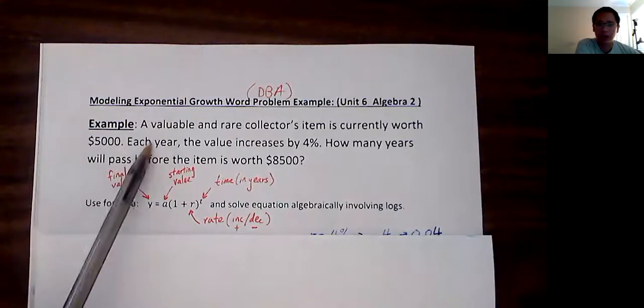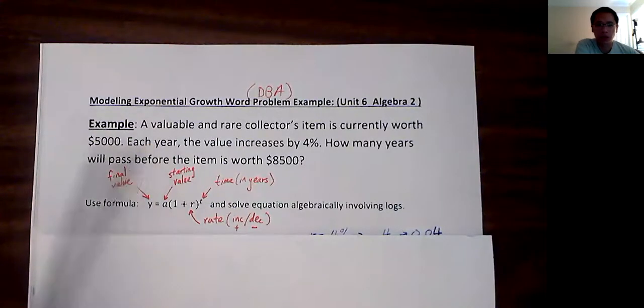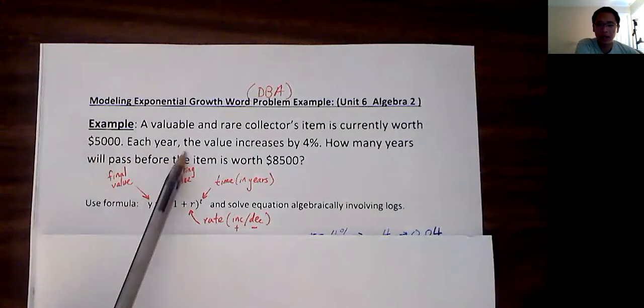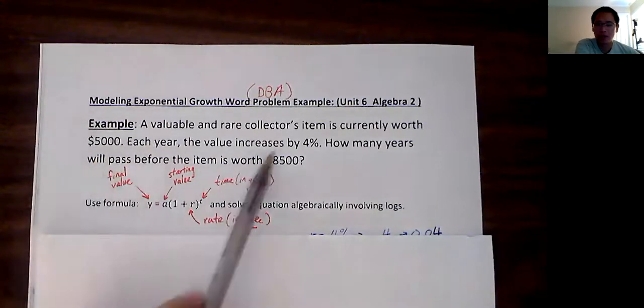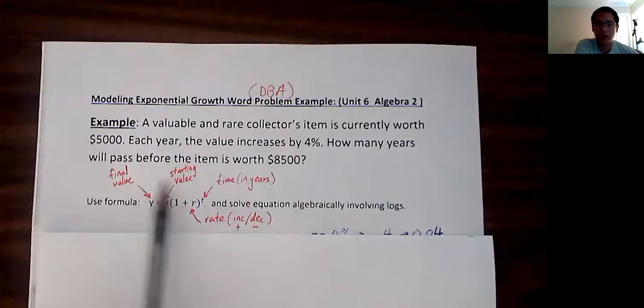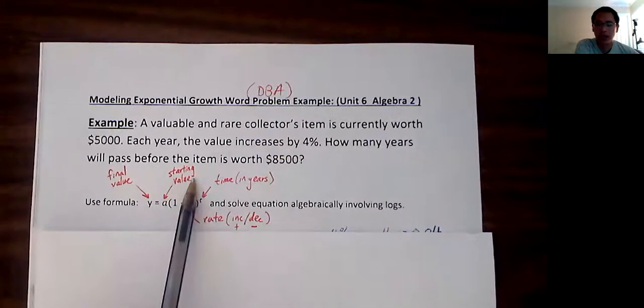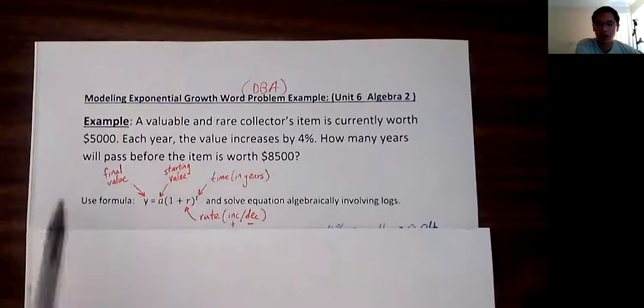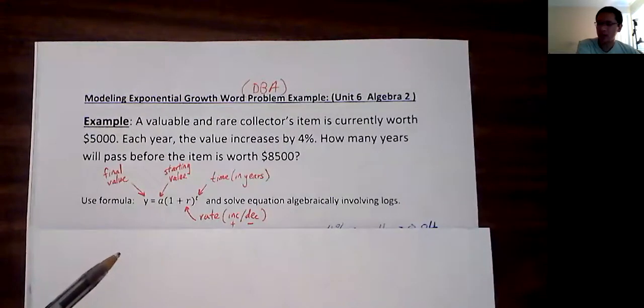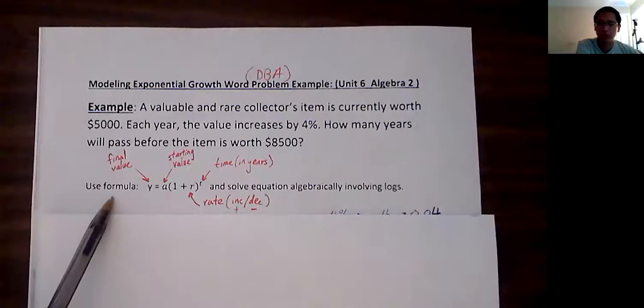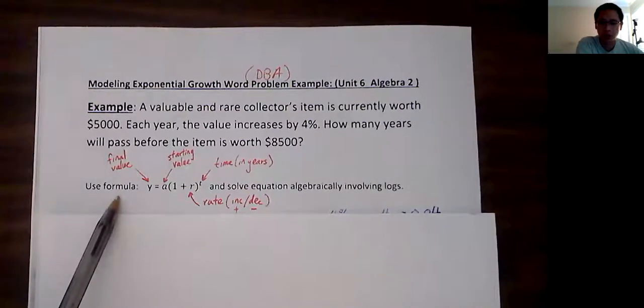A valuable and rare collector's item is currently worth $5,000. Each year, the value of this item increases by 4%. How many years will pass before the item is worth $8,500? Okay, so this DBA is asking for students to use this particular formula, this exponential growth or decay.